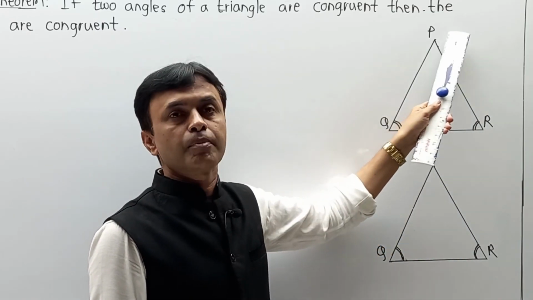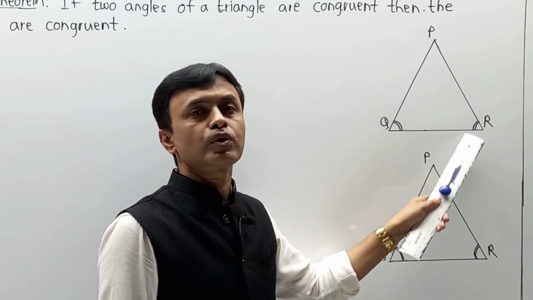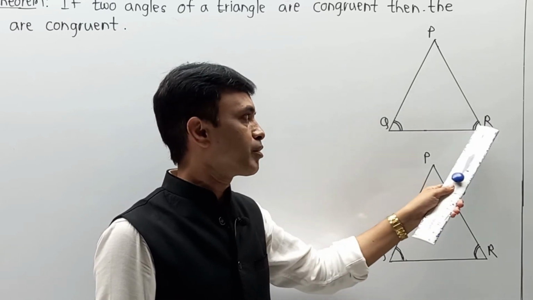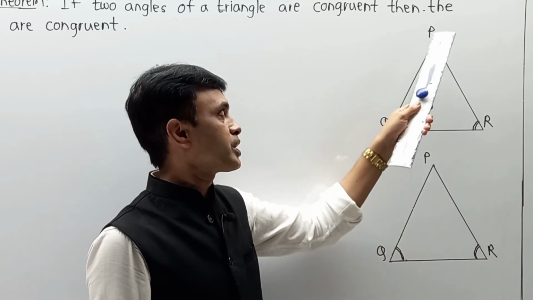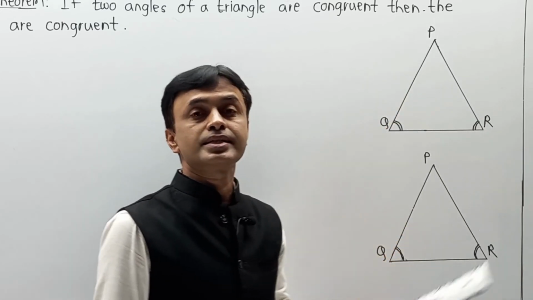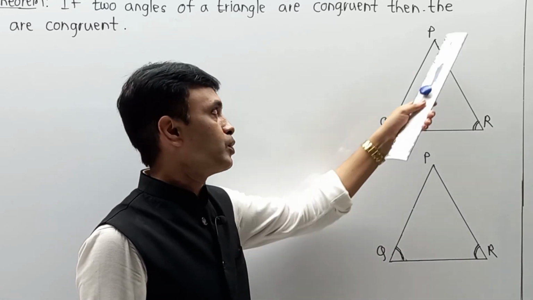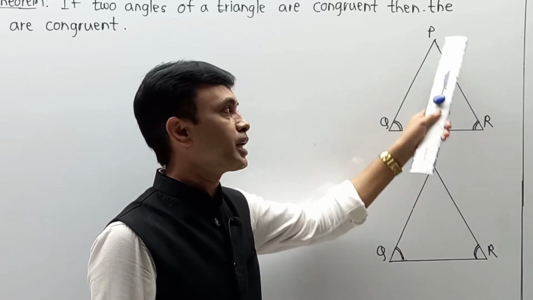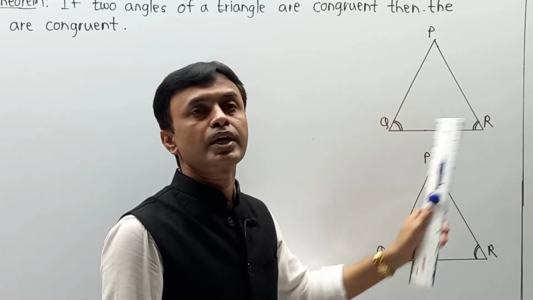Let us say they have given a triangle PQR, where angle Q is equal to angle R. It means the value of angle Q, whatever the value of this angle, is exactly equal to the value of R. Now, if angle Q equals angle R, or you can say angle PQR equals angle PRQ, then its opposite sides are congruent. Opposite to angle R is side PQ, opposite to angle Q is side PR, so we have to prove that side PQ is congruent to side PR.